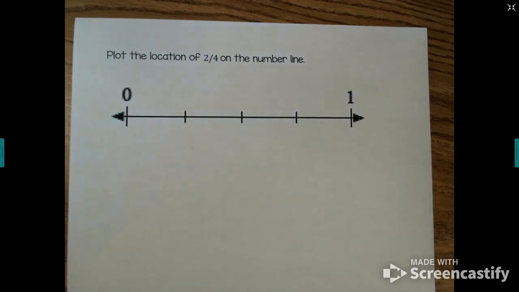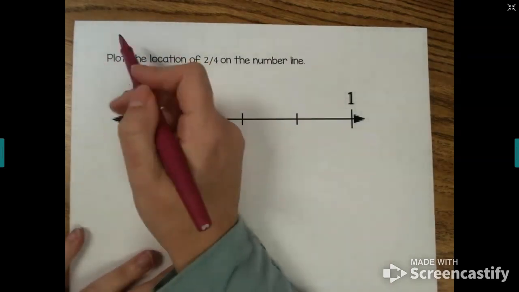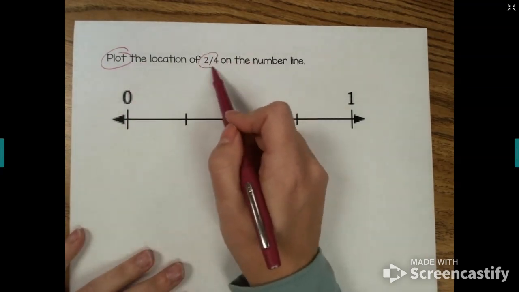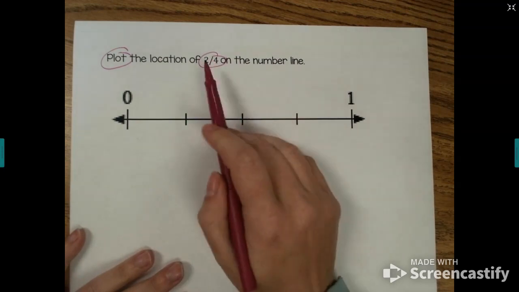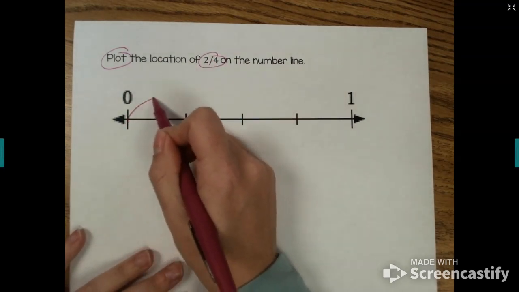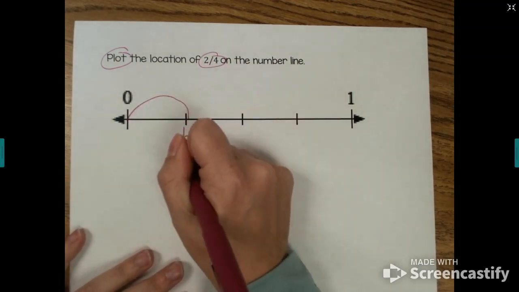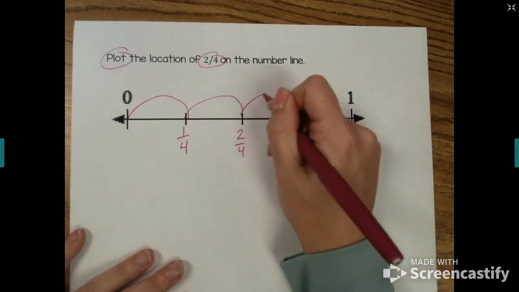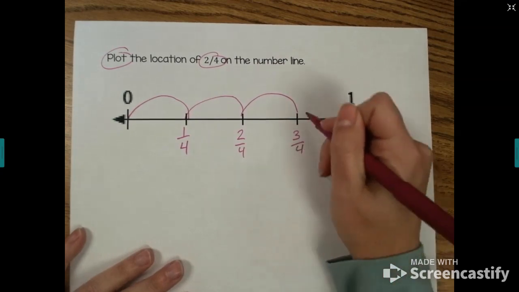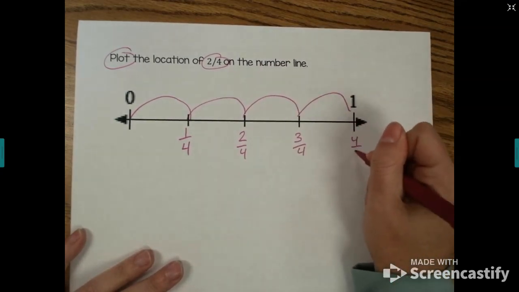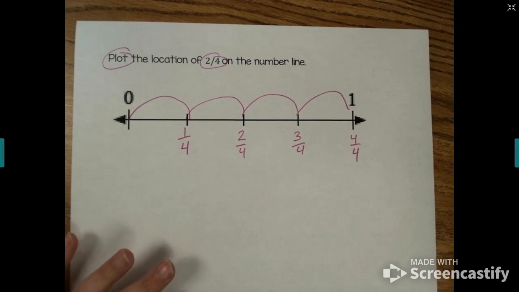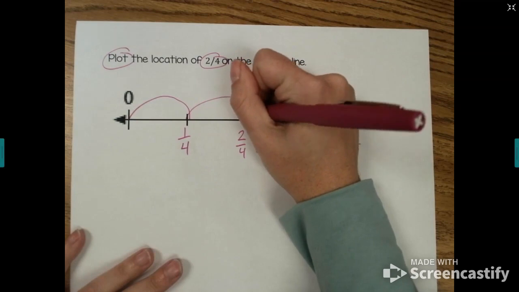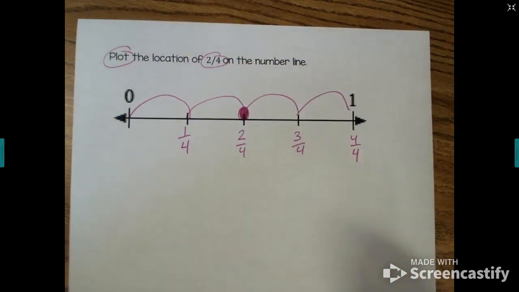The next question is dealing with number lines. So it says plot, which means just put it there, label it. Label the location of 2/4 on the number line. So we know that this right here is 1/4. This is 2/4, 3/4, and 4/4. So where's 2/4? 2/4 is going to be right here.